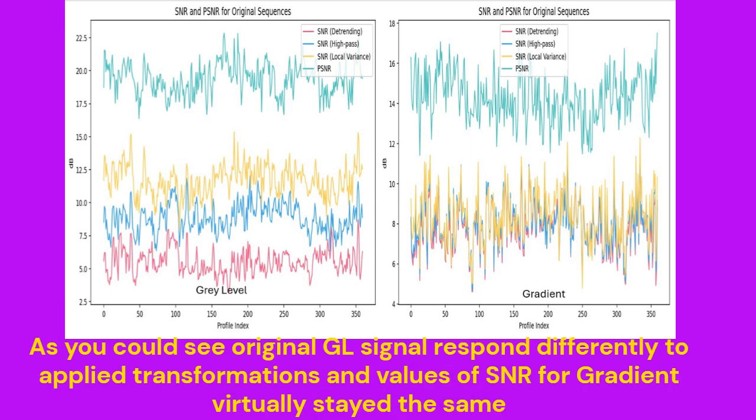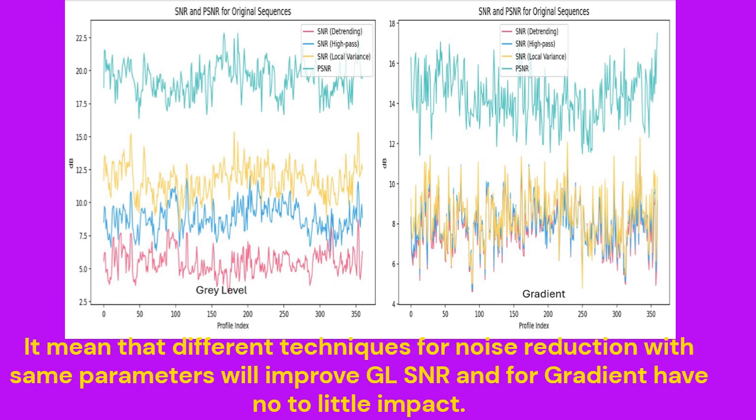As you can see, the original GL signal responds differently to the applied transformations, and the values of SNR for the gradient virtually stayed the same. It means that different techniques for noise reduction with the same parameters will improve GL SNR, and for the gradient have little to no impact.